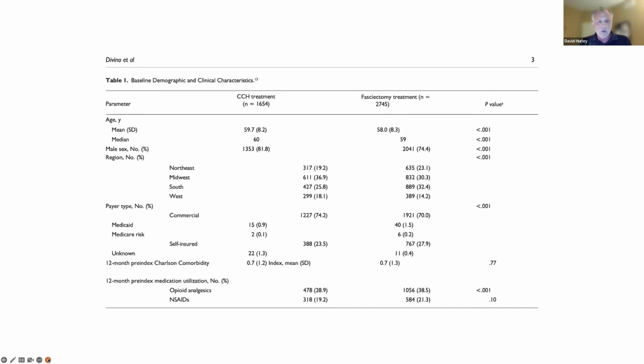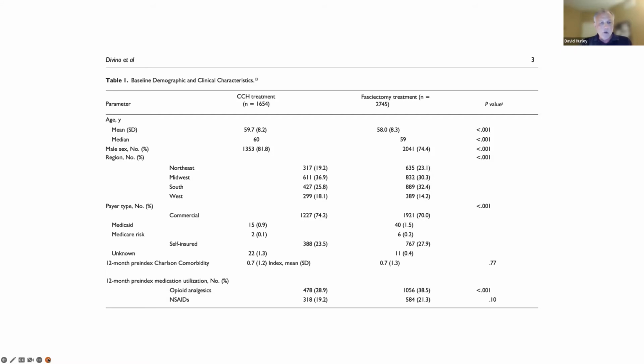But there were two demographic items that may have some clinical significance and were different in the two groups. The first of these was gender, where 81.8% of the patients in the CCH group were male, compared to 74.4% in the fasciectomy group.